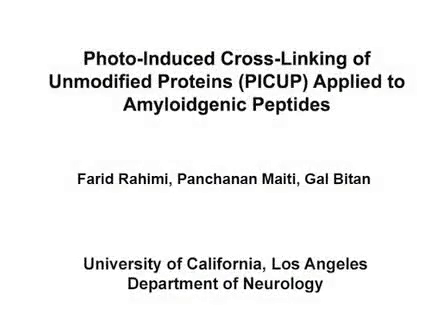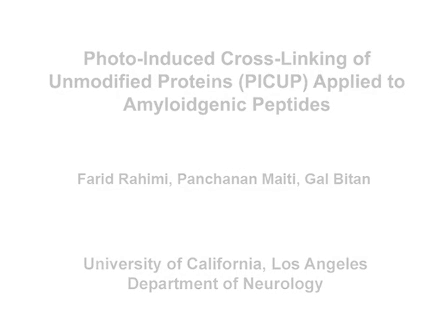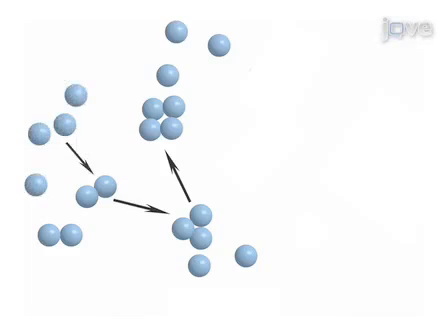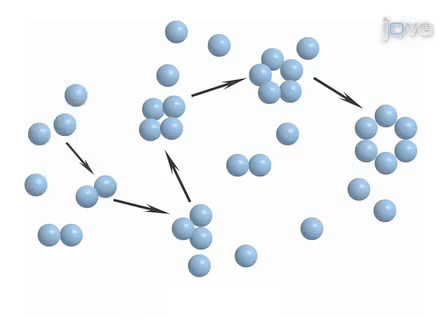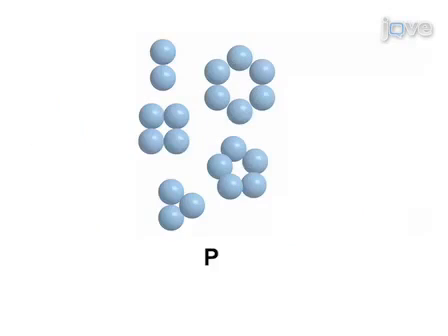Soluble oligomers of amyloidogenic proteins, through their cytotoxic properties, are believed to underlie the pathophysiology of neurodegenerative disease. These oligomers form and dissociate continuously when in solution, a fact that complicates the structural studies that are critical for developing inhibitory molecules. To circumvent this problem, photo-induced cross-linking of unmodified proteins, or PICUP, is used.